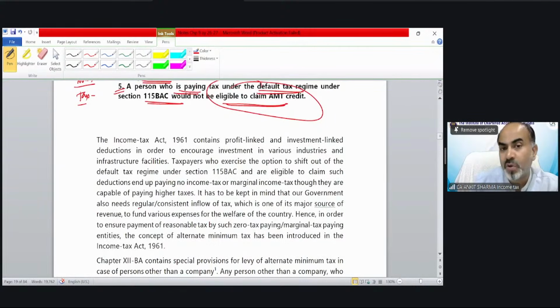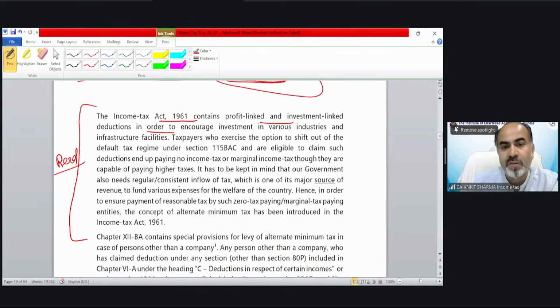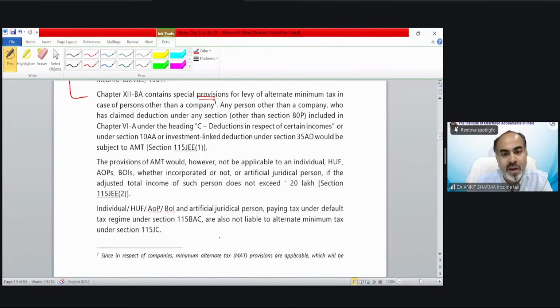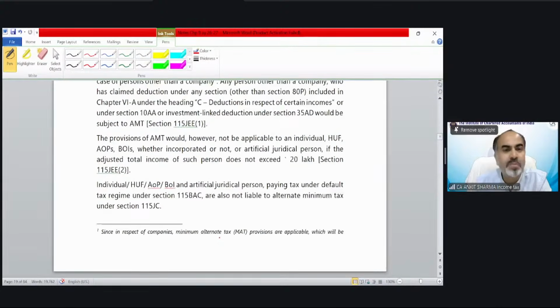Now, this is the theoretical provision, what I have made you understand with the concept. This has been written over here: why AMT is there, because we need regular cash flow, etc. So the Income Tax Act contains profit-linked and investment-linked deductions in order to encourage. You can read it and you will understand it easily. For the welfare of industry, for the welfare of the country, some units are paying zero tax. So for this purpose, we need to apply the AMT concept for collection of a certain amount. So that would help in nation building.